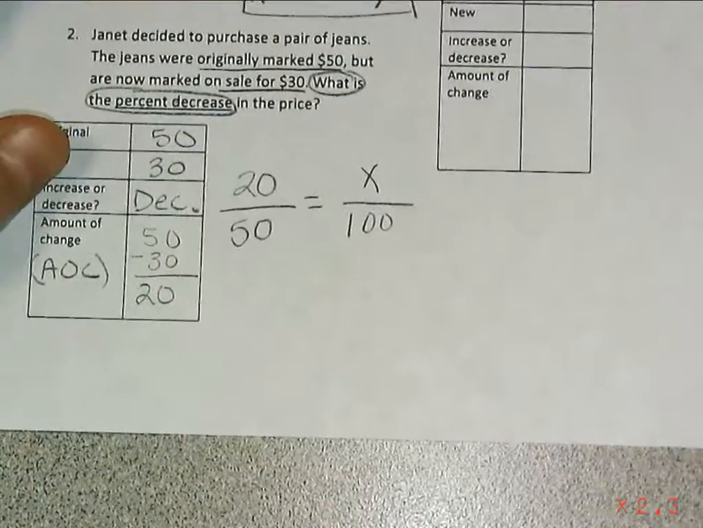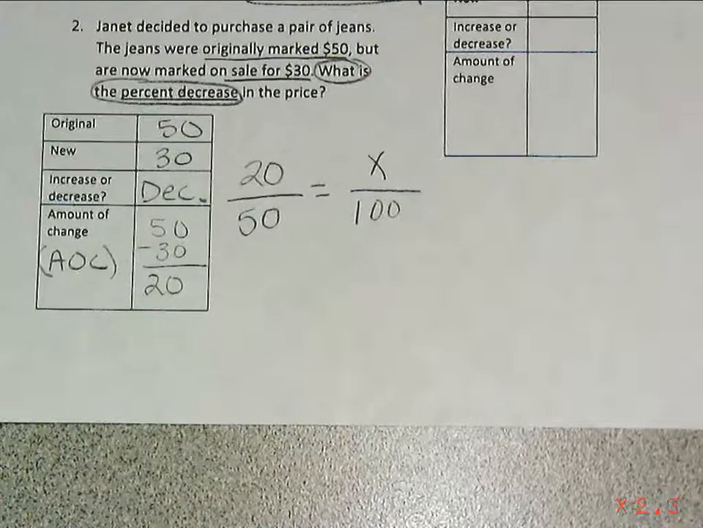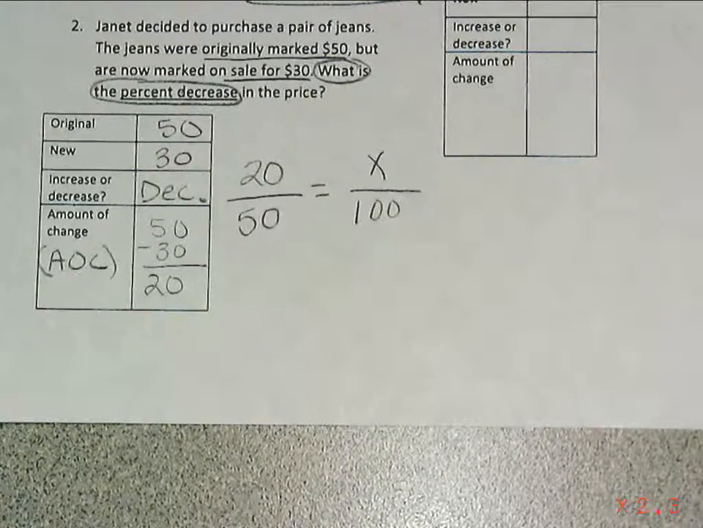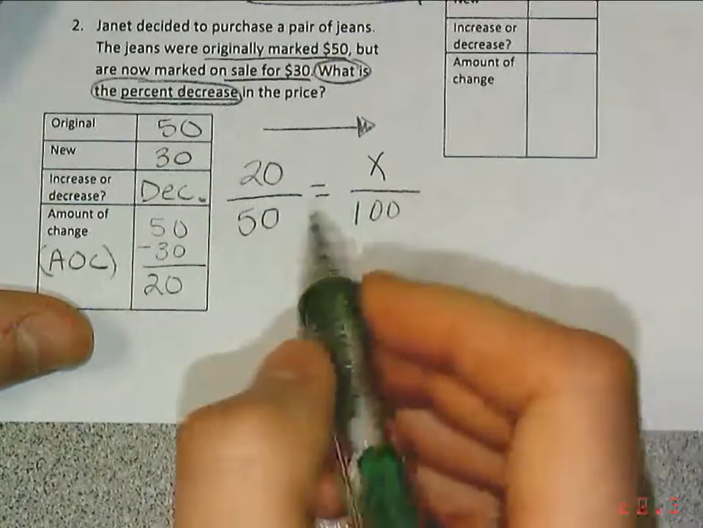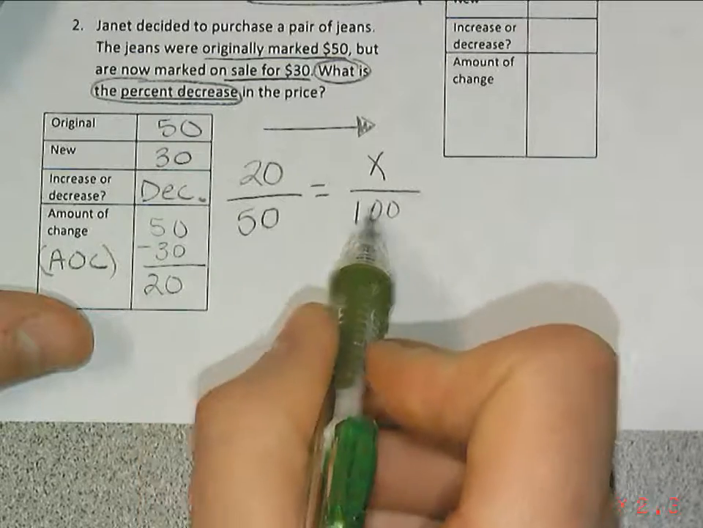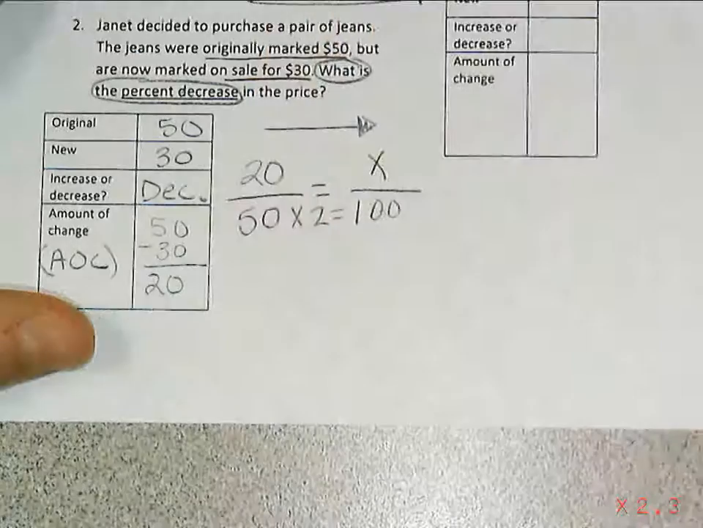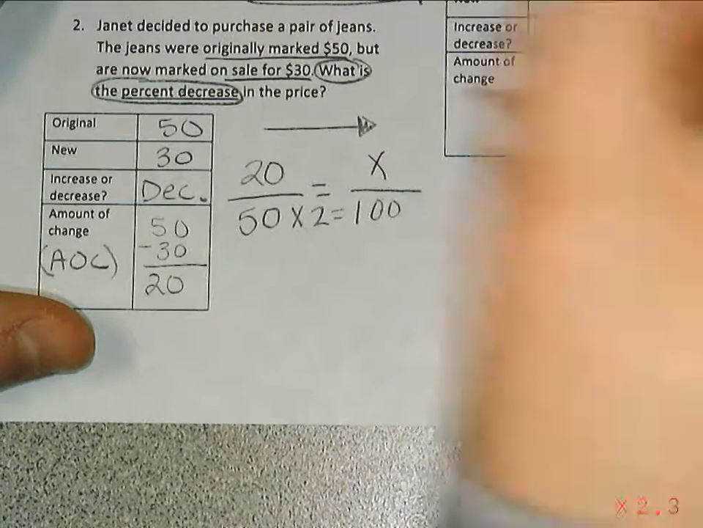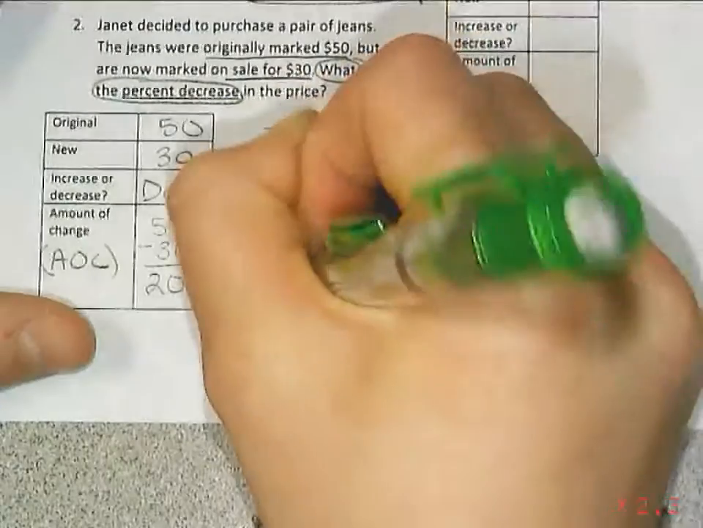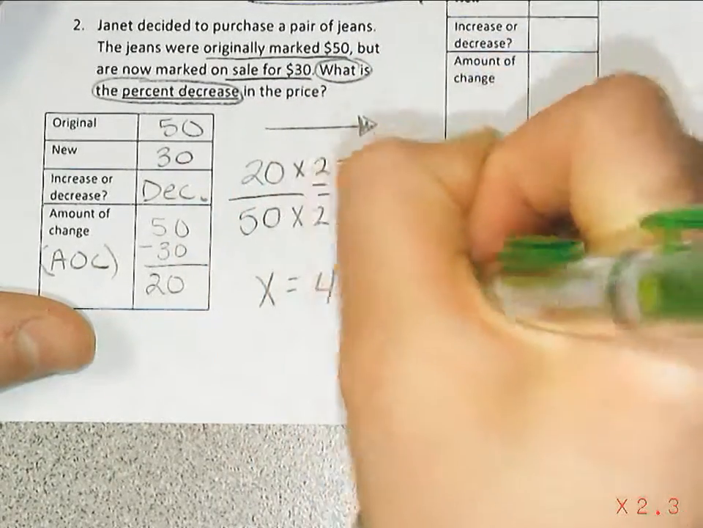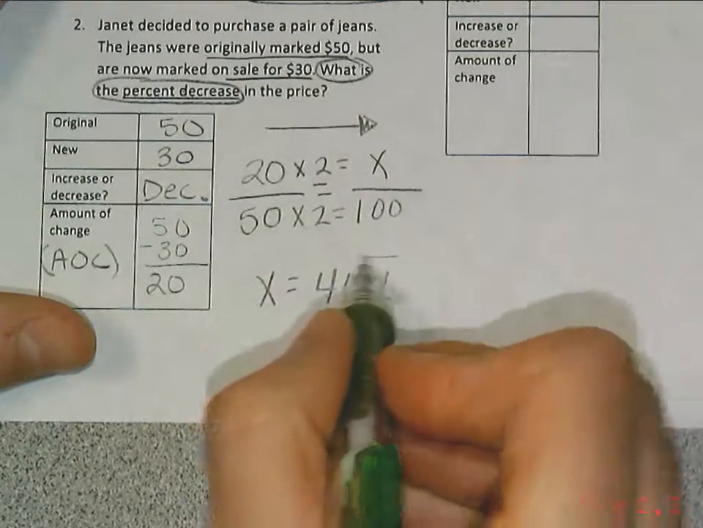So I'm going to simplify the 20 and the 50. Actually, I'm not going to simplify because I see something super handy and easy. I have a scale factor going towards the X. So I can multiply 50 by something to get to 100. So that's nice. 50 times 2 gives me 100. Do that to the top. 20 times 2 will give me X. So 20 times 2 is 40. So I had a 40% decrease in my jeans.